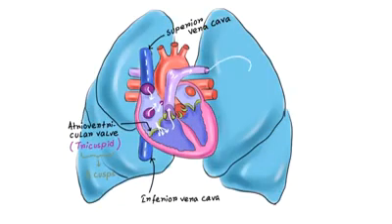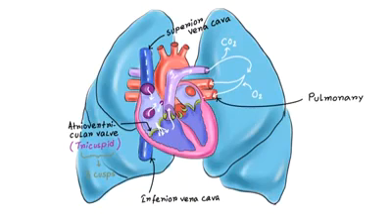Here I have drawn the lungs. So the pulmonary artery carries deoxygenated blood to the lungs where the blood gets rid of the carbon dioxide and picks up oxygen. Now blood comes back to the heart through these vessels. These are pulmonary veins. They carry oxygenated blood to the left atrium.